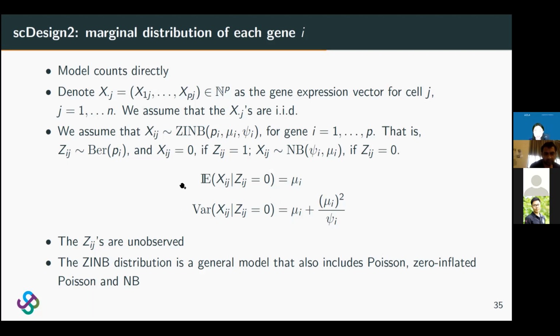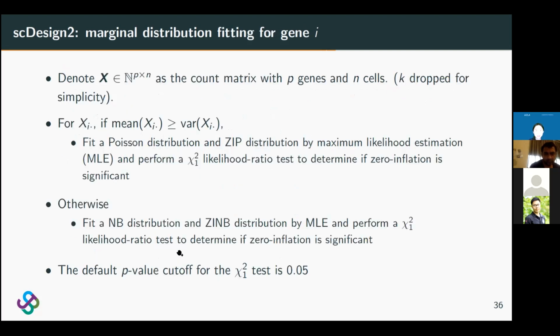Please note that, similar to what we have seen before, the latent variable Z_ij indicating the gene to be on or off is not observed. Given that count matrix with p genes and n cells, our first decision is whether we want to go for Poisson or NB. Our decision is very simple. We calculate for gene i its average across cells and its variance across cells. This is the sample mean and sample variance, and we compare the two.